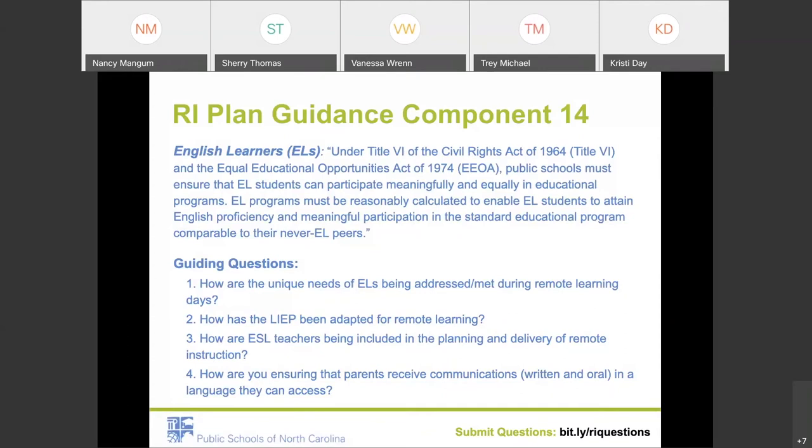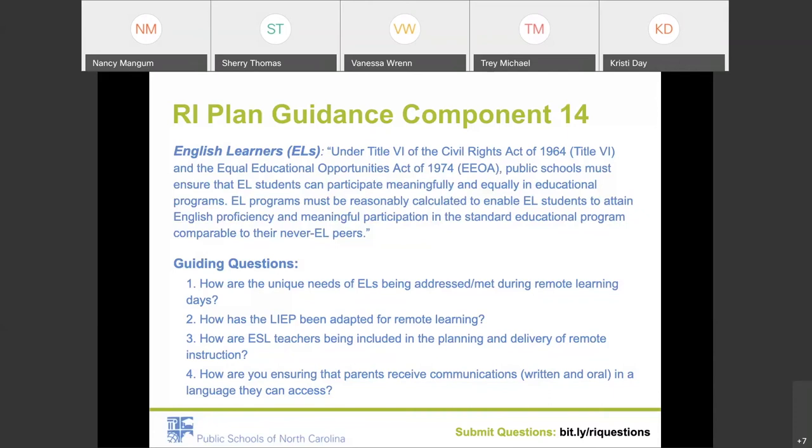It's really important to consider their needs. They have very unique needs that must be considered as you're creating your plan and as instruction takes place. We have a couple guiding questions for you to think about, and then Zatlee is going to speak a little bit about resources. Thinking about our guiding questions, as you are creating your plan, it's really important to think about what those unique needs are of English learners and how they can be addressed and met during remote learning days.